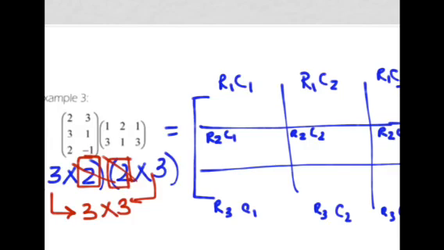Okay, so row 1 with column 1. That means row 1 here, 2 and 3, will get multiplied by 1 and 3. The 2 is the first thing in that row. It will get multiplied by the 1, the first thing in that column. So 2 times 1 plus this 3 gets multiplied by what? This 3.